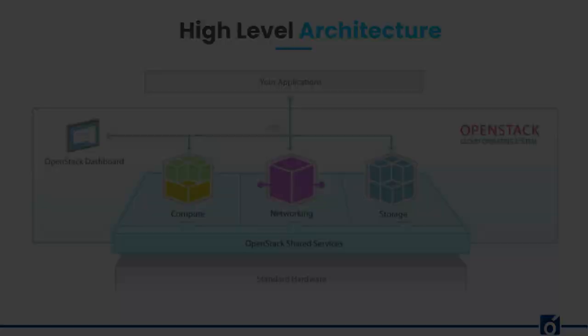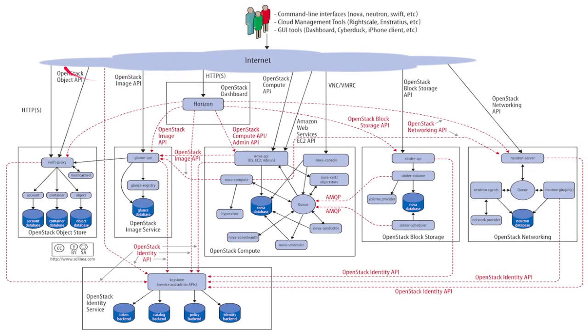Let's move ahead to the high level diagram. You can see there is the internet, from where you can access OpenStack. There are three tools that you can use to access OpenStack services. The first one is the command line interface. We have separate clients for Nova, Neutron, Swift. These are OpenStack projects, and each has its own objective. For example, Nova is for compute, Neutron is for networking, Swift for storage. These separate projects also provide their APIs. You can see the OpenStack Object API, Image API, Compute API, Block Storage API, and the networking API. We can also communicate using the command line interface with the API.